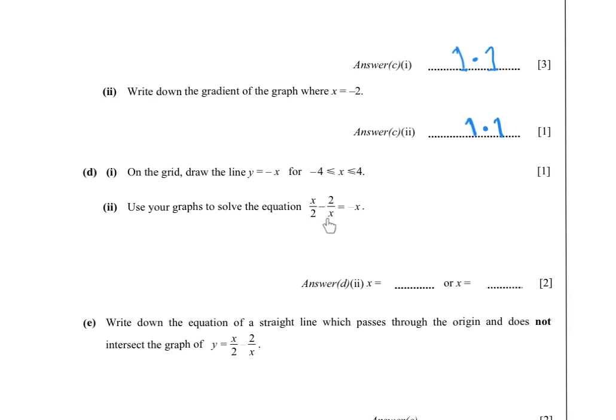And next one, use your graph to solve this equation: x over 2 minus 2 over x equal negative x. How to solve this equation? This is important because it's repeated in all exams. To solve this equation graphically, you must draw this graph and that one. This graph is already drawn, so you must draw the other one. So to solve this equation, you must draw two graphs. The first one, y equal x over 2 minus 2 over x. The second one, y equal negative x.